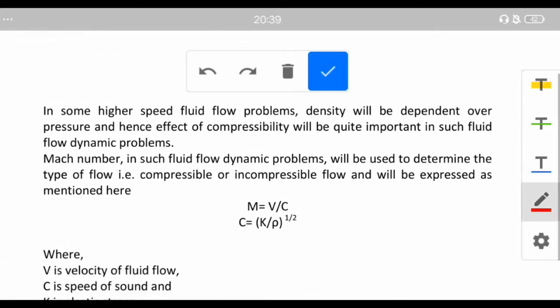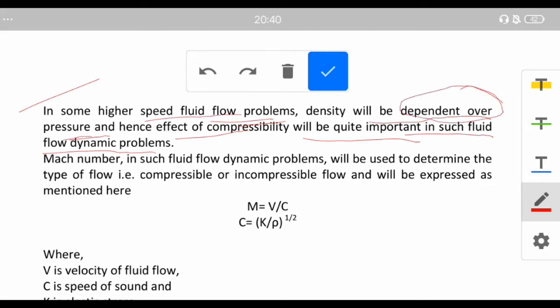Let's read some more. In some higher speed fluid flow problems, density will be dependent on pressure, and hence the effect of compressibility will be quite important in such fluid flow dynamic problems. So this is one application of the Mach number, where we have a higher speed fluid flow where the density will be dependent on the pressure also, and thus we will have to include the effect of compressibility, and thus we will have the Mach number.